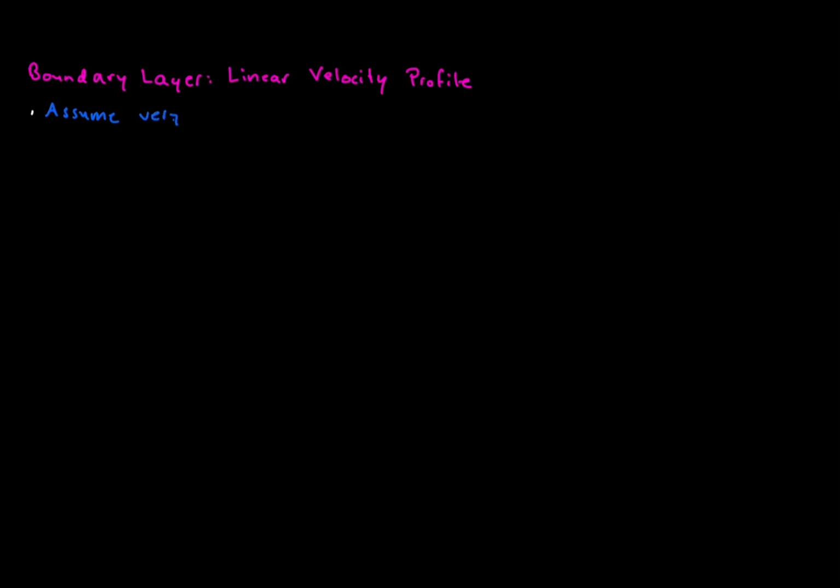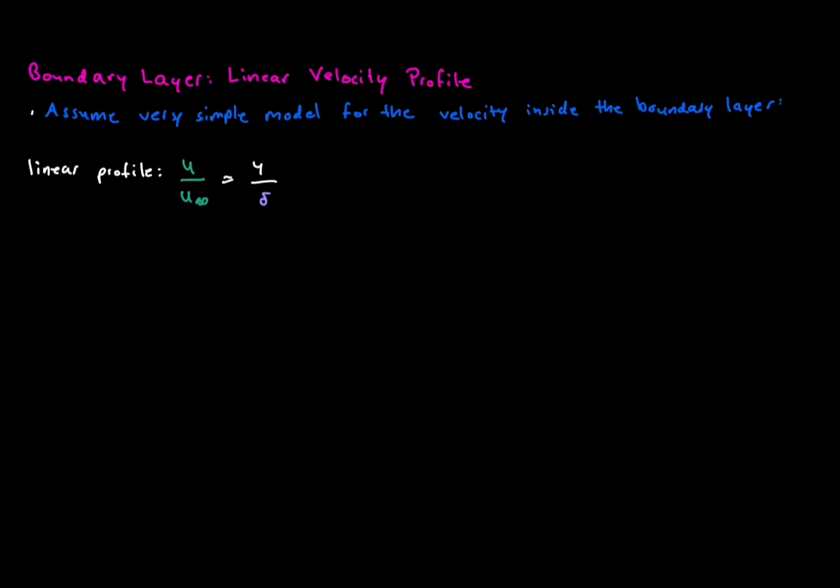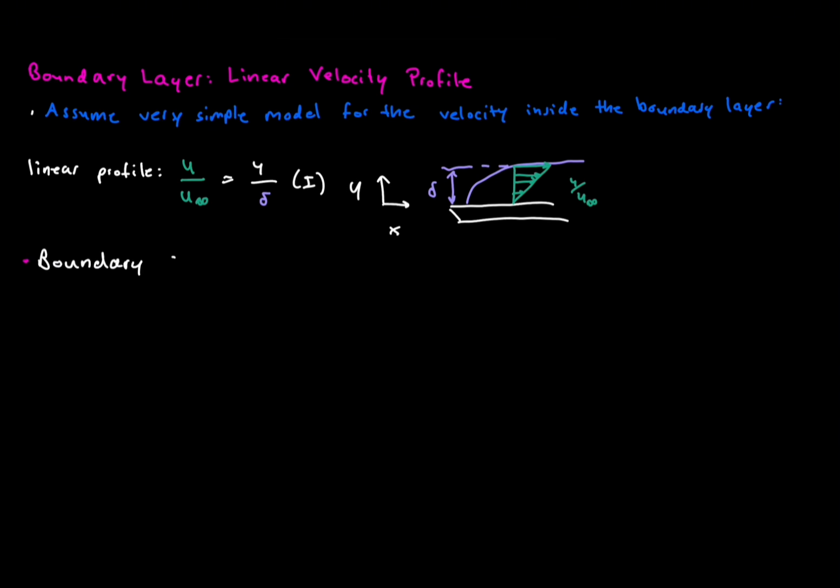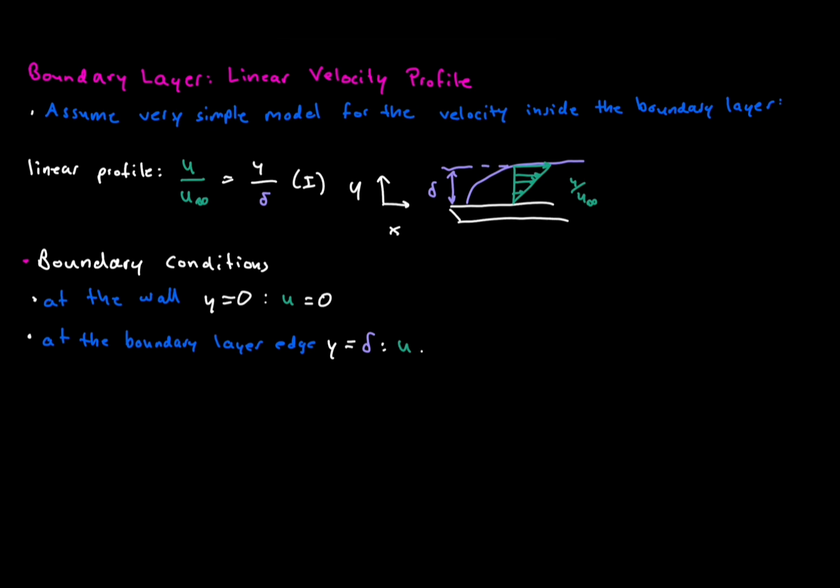We assume that inside the boundary layer, the velocity varies linearly with y. So we write u over u infinity equals y over delta. Or, equivalently, u equals u infinity times y divided by delta. This means the velocity is zero at the wall and increases linearly until it reaches the free stream velocity at the edge of the boundary layer.